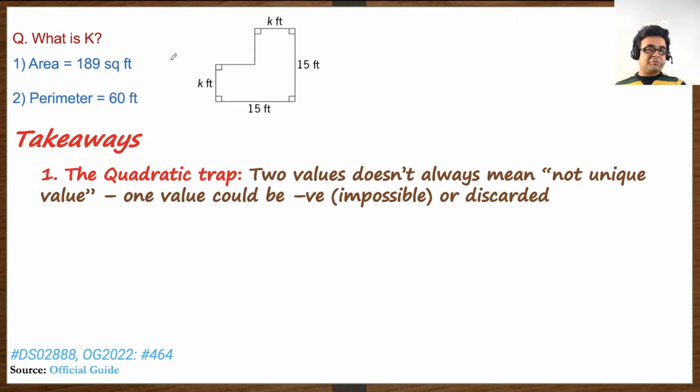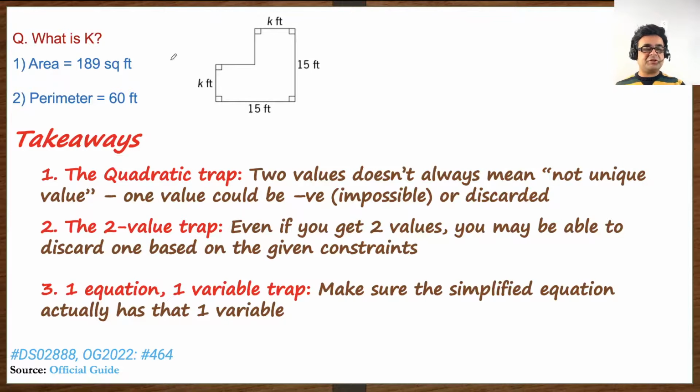The first mistake that we saw, three mistakes, right? We started with statement number B. So the first mistake we saw was the mistake number 3 here, which is if we see one equation and one variable, just make sure you simplify the equation and you're sure that it is actually one equation, one variable, and the variables don't cancel out. Otherwise, you will fall into that trap.